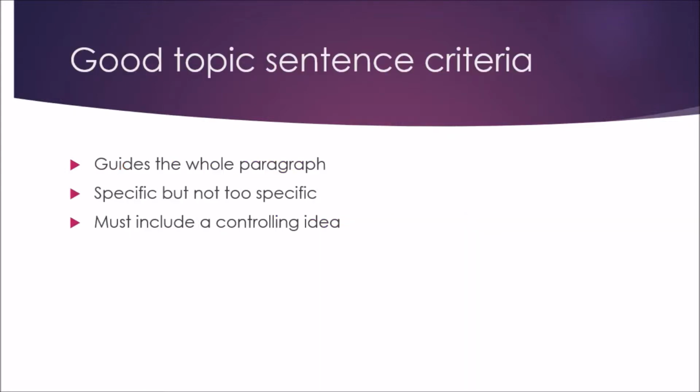What is the criteria for good topic sentences? It guides the whole paragraph, like I said before. So a good topic sentence tells me about what the paragraph will be about. Number two, specific, but not too specific. Of course, a topic sentence should be specific, should talk about a certain perspective in terms of the topic.